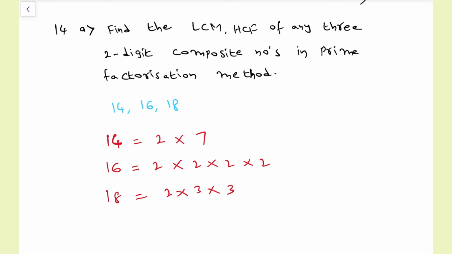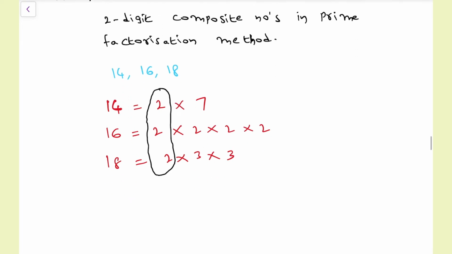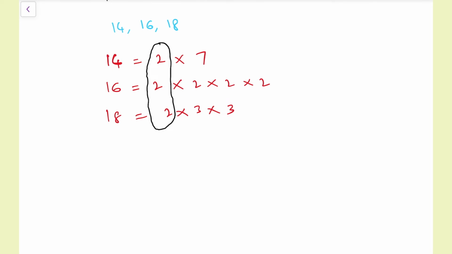Okay, now select the numbers which are common in all the three. That's it. Except 2, nothing is common. So that common number we need to keep in HCF. HCF is 2. If more than one number is common, you can do multiplication. For example, if 3 is also common, 2 into 3. If 5 is common, 2 into 5, like that.